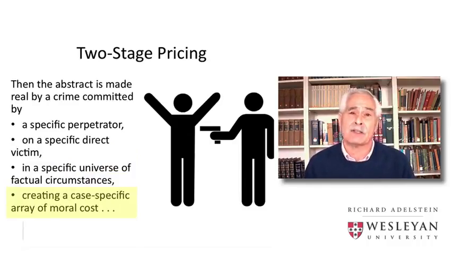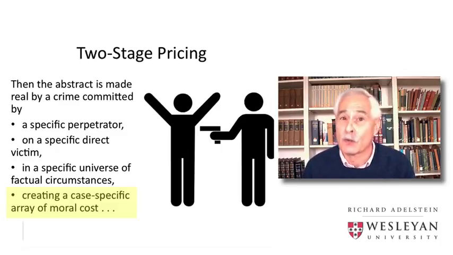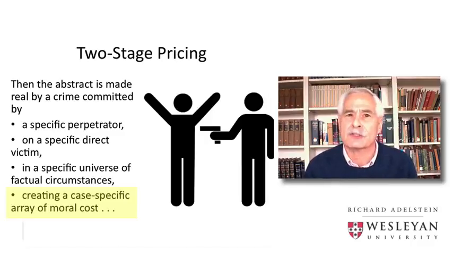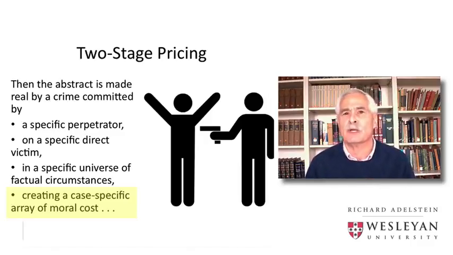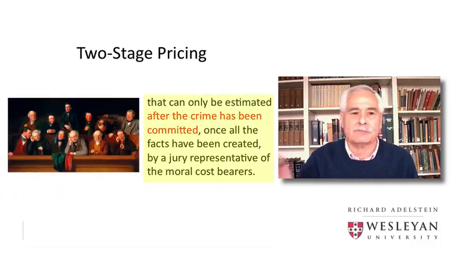That is, because of all of these major differences in the circumstances of the case, who the perpetrator is and what his or her situation is, who the direct victim is and what his or her situation is, the larger story that surrounds the criminal transaction, that is, the universe of factual circumstances within which the crime is committed, all of these combine to produce different levels of moral cost for different crimes, even crimes of the same abstract definition.